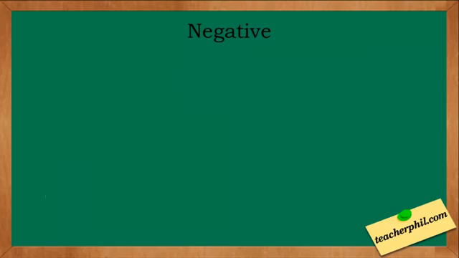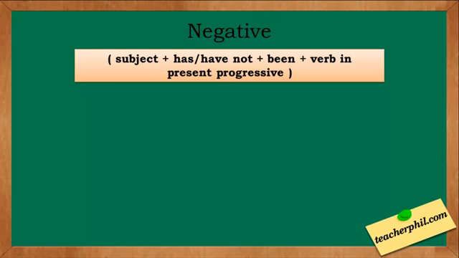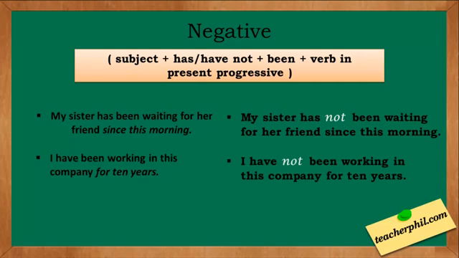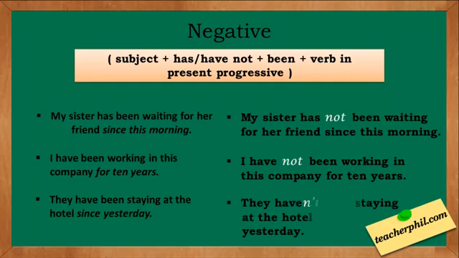For the negative sentences, we simply add not after the auxiliary verbs has or have. So the pattern will now be subject plus has or have not plus been plus verb in present progressive. Examples: my sister has been waiting for her friend since this morning. My sister has not been waiting for her friend since this morning. I have been working in this company for 10 years. I have not been working in this company for 10 years. They have been staying at the hotel since yesterday. They haven't or have not been staying at the hotel since yesterday.